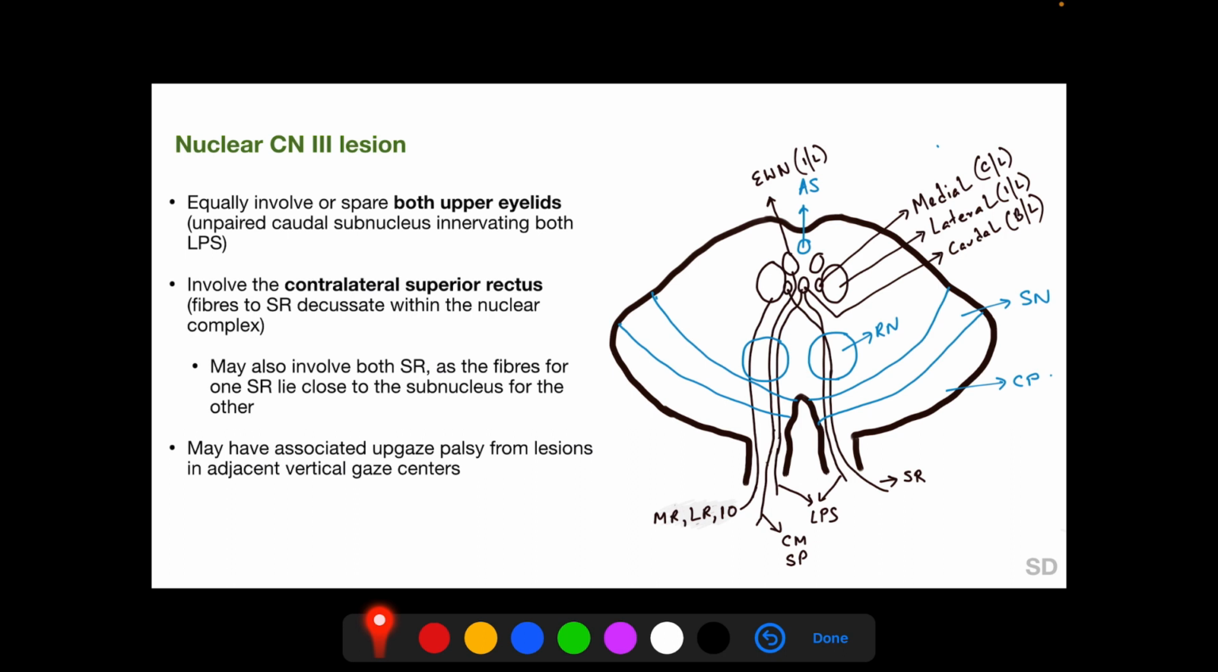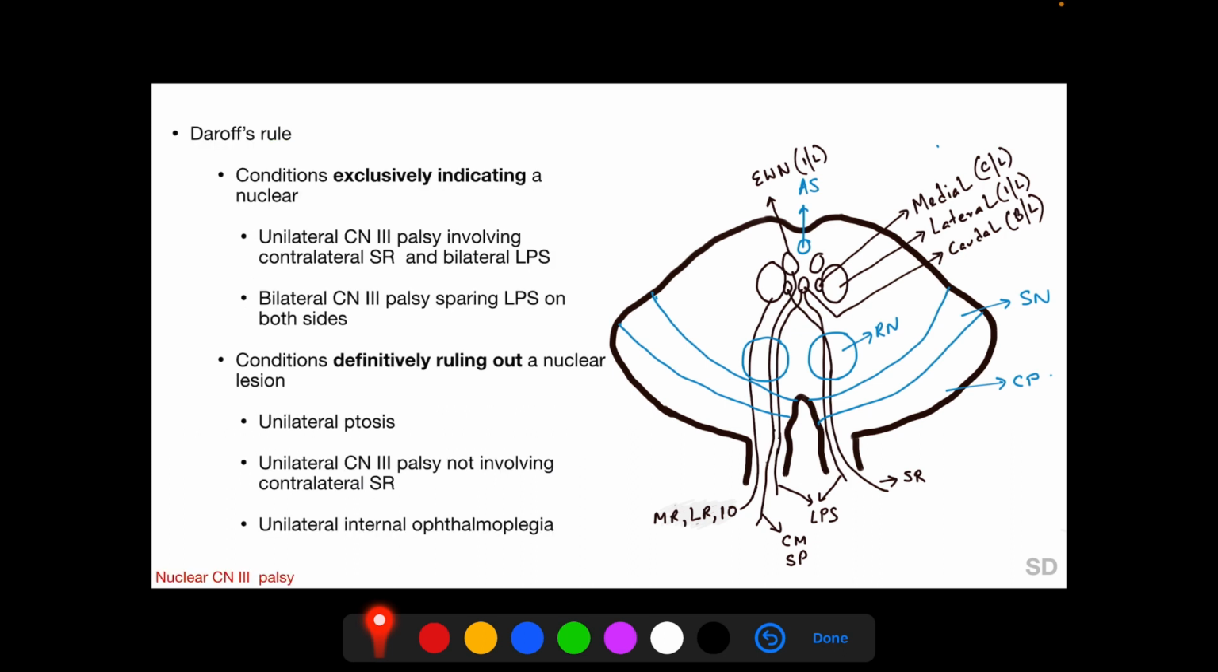However, both superior recti can be involved, as the fibers from one superior rectus lie close to the subnucleus for the other in the region of the decussation. The lesion causing dysfunction of the third cranial nerve can also affect adjacent vertical gaze centers in the midbrain, resulting in associated upgaze palsy.